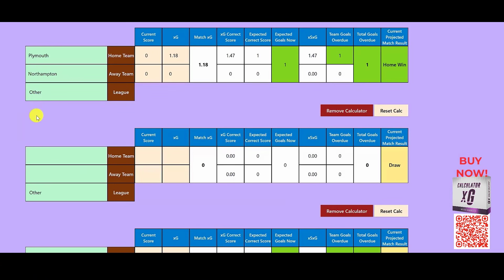So we got Plymouth here against Northampton. It's 0-0 at half-time. And the XG looking very, very solid in favour of Plymouth. I mean, it's all Plymouth looking at that. So, obviously, the calculator's showing us home win, projected match result, total goals overdue is 1. And that's in favour of Plymouth. So, this is almost as clear-cut as you can get.